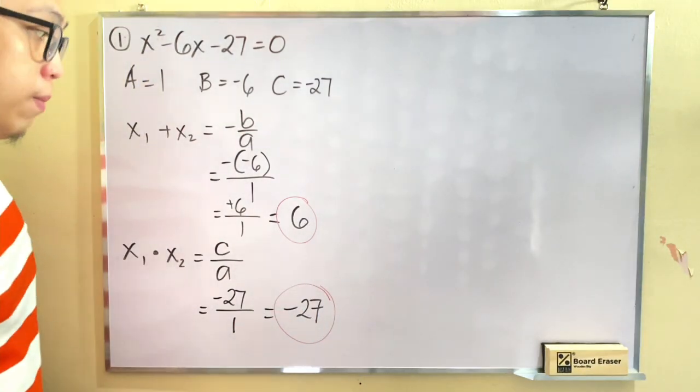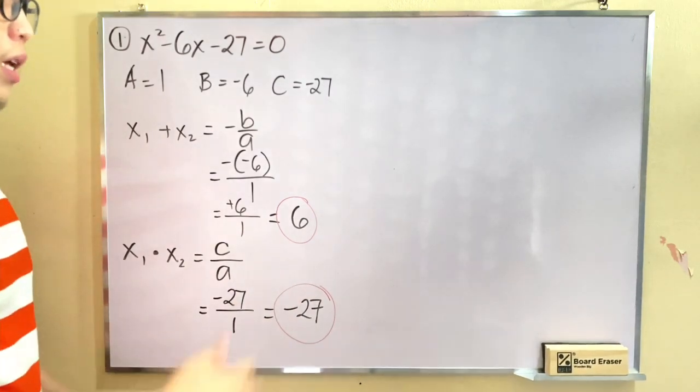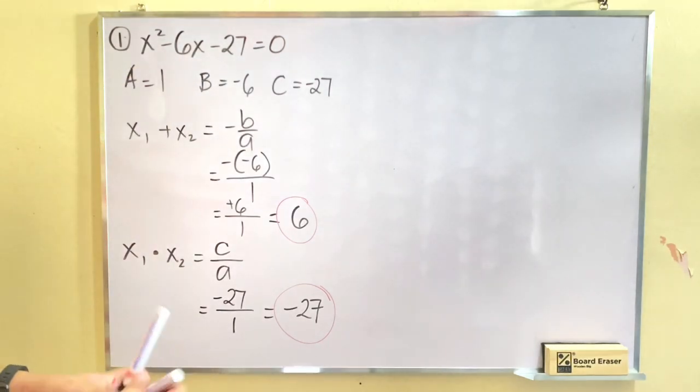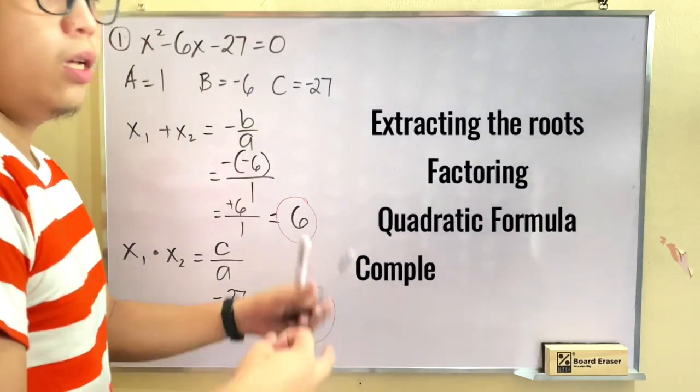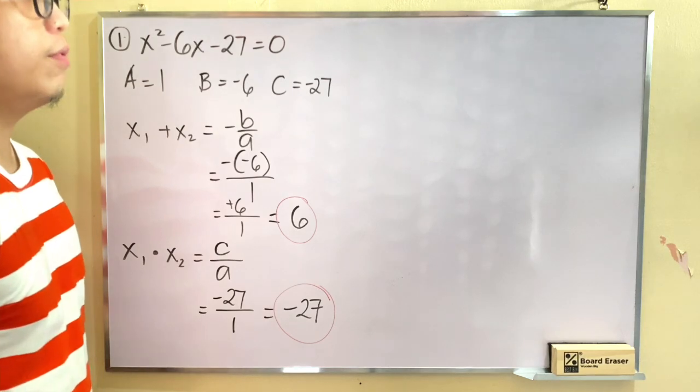So, paano natin malalaman kung tama yung ating sum and tama yung ating product? Siyempre, kunin muna natin ang roots ng given quadratic equation. Paano natin makukuha? Merong 4 na paraan: extracting the roots, factoring, quadratic formula, and completing the square. So, gamitin natin ang factoring.